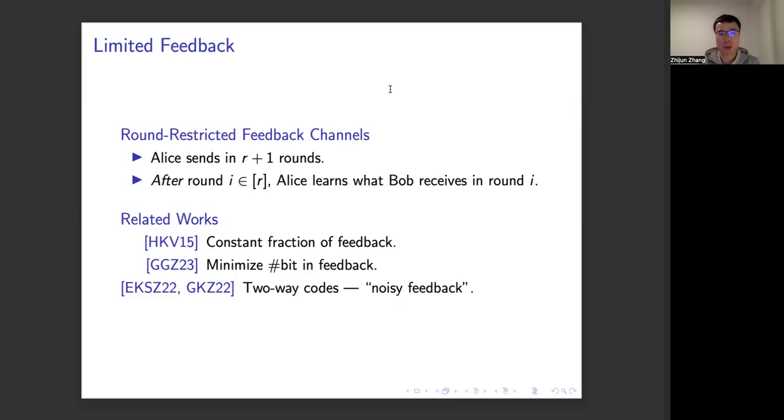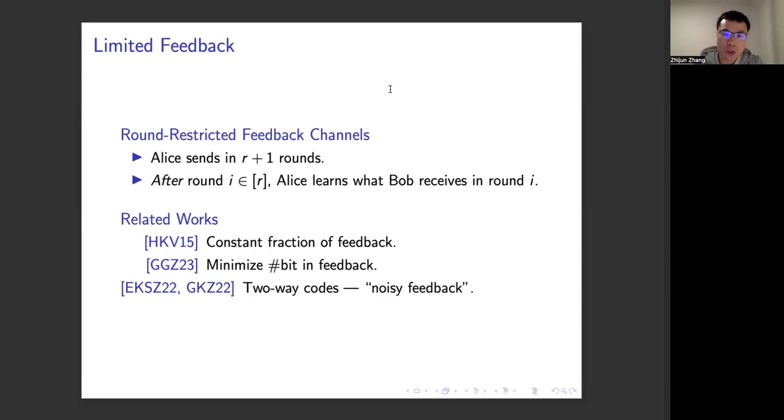Before diving into the details, I also want to mention a few related works. In fact, round restricted feedback channels are only one way of formalizing the concept of limited feedback. There are also other ways. For example, we can consider a constant fraction of feedback, which basically means, say, for every 10 bits Alice sends to Bob, she can request feedback for at most one of them.